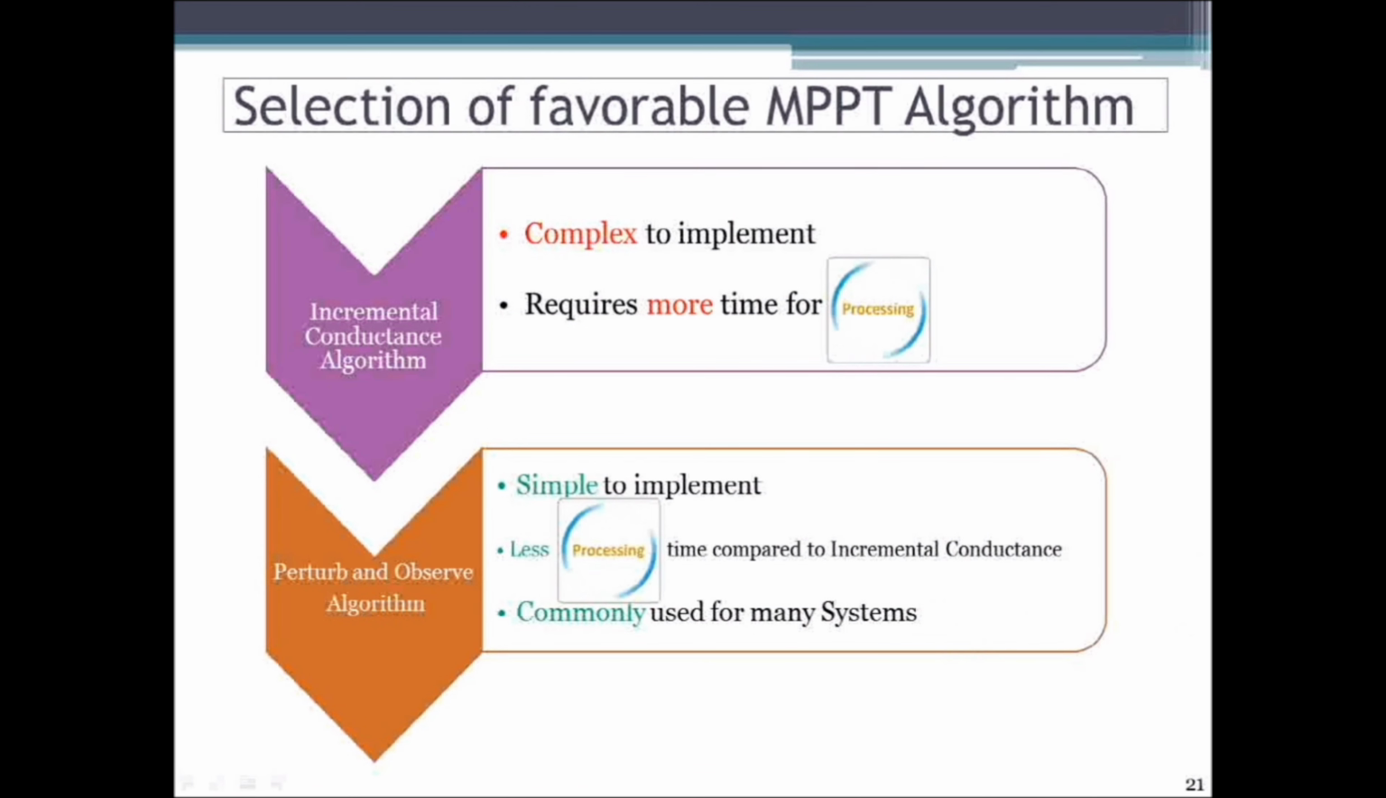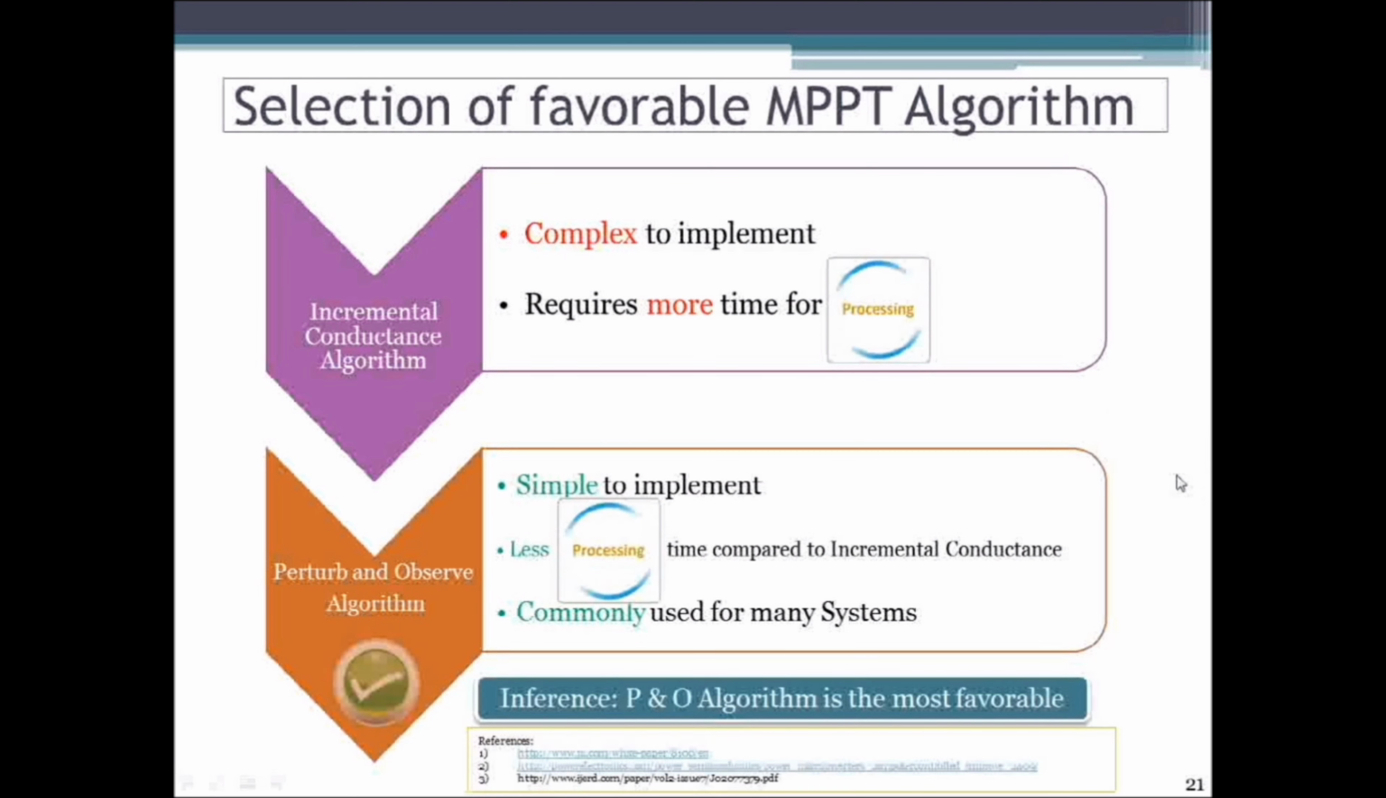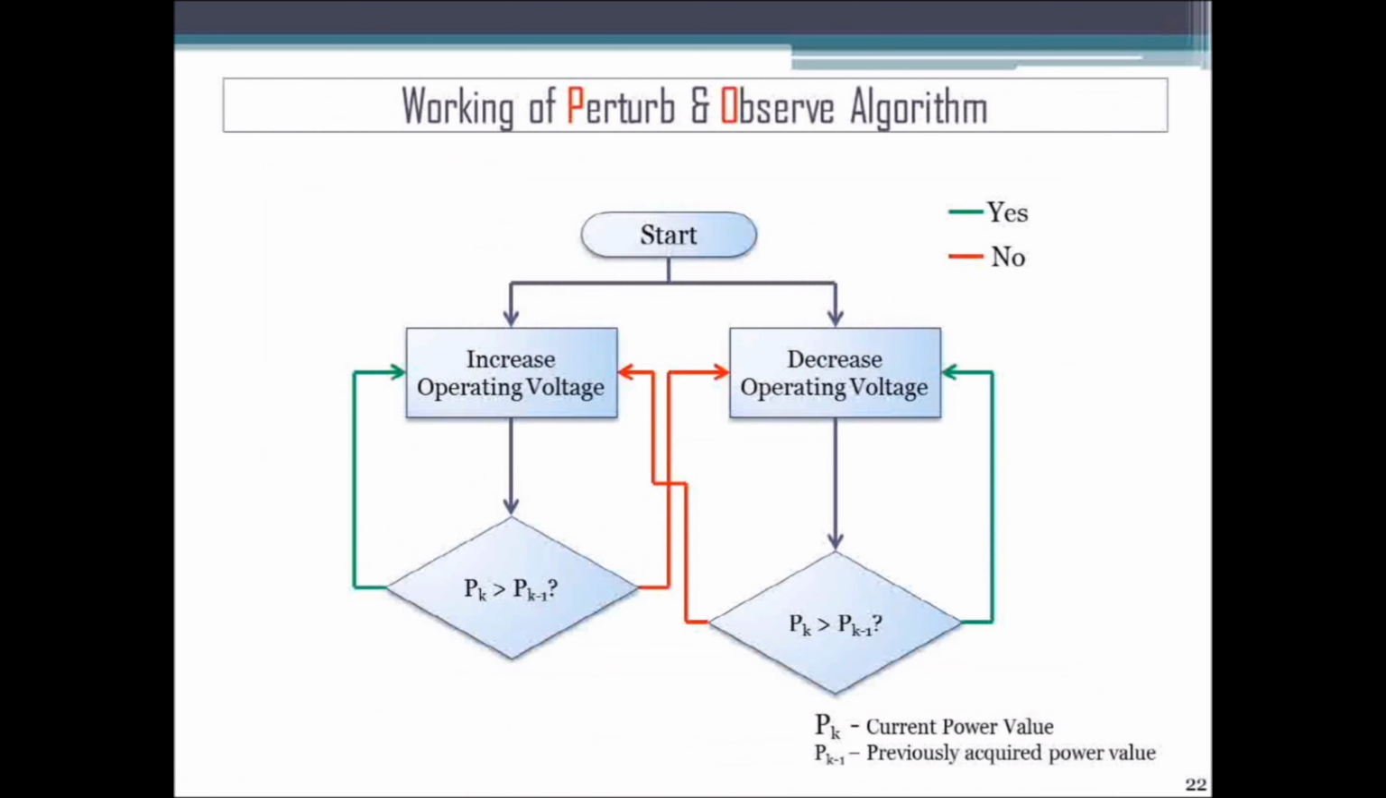Next, among these two, we have to choose one to implement in our system. The incremental conductance algorithm is complex to implement and requires more time for processing. But the PNO algorithm is simple to implement and requires less time for processing. Also, it is commonly used for many systems. So we infer that the PNO algorithm is the best algorithm for our optimized solar energy harvesting system.